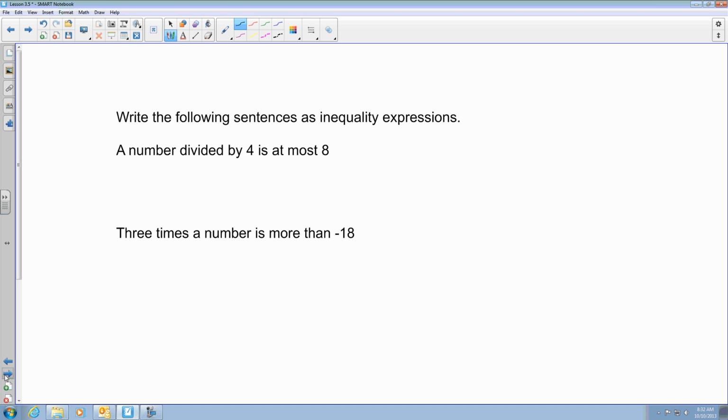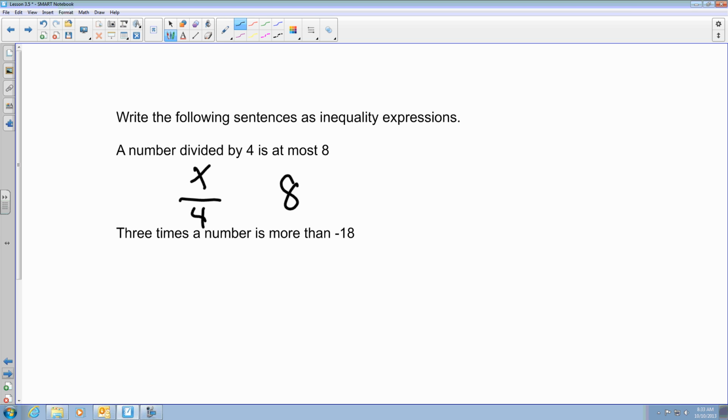Last thing here is I have some verbal statements, and I'm going to write those out as inequality expressions. So it says a number, which is x, which is divided by 4, is at most 8.